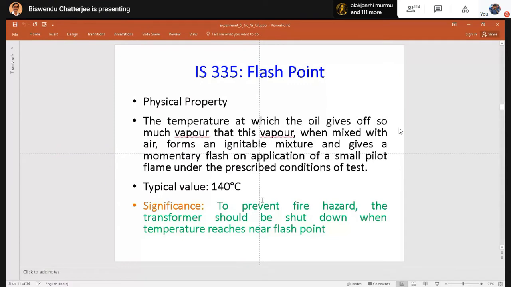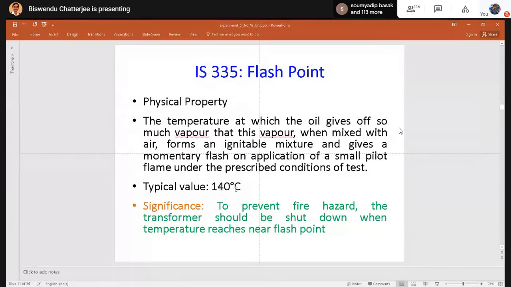Now go to the points. The flash point falls under the physical properties, and it is the temperature at which the oil gives so much vapor that this vapor, when mixed with air, forms an ignitable mixture and gives a momentary flash, not totally fire but a momentary flash, which is very near to a hazard level of the transformer, on application of a small pilot flame, under the prescribed condition of test.